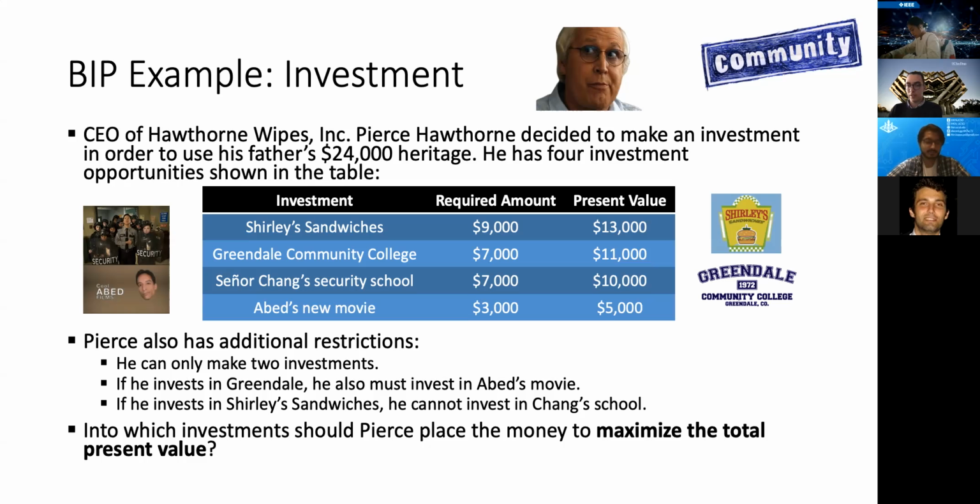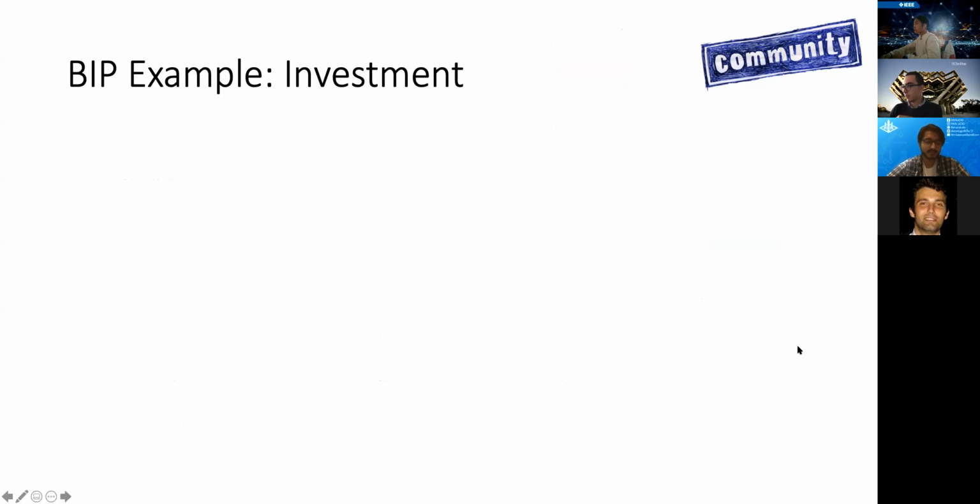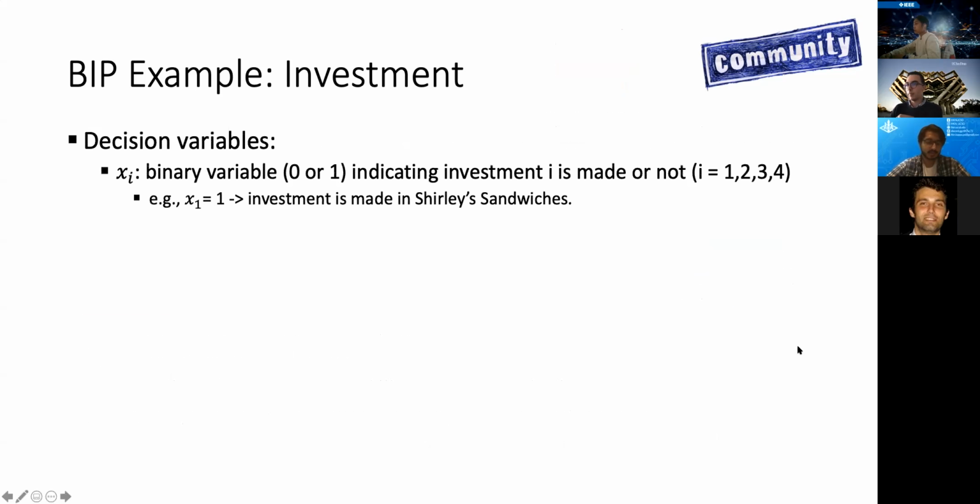This time I will not ask what the decision variables are. So let's see. Decision variables. I call this xi, which is a binary variable, 0 or 1, indicating whether investment i is made or not. For instance, if x1 is 1, it means that the investment is made in Shirley's Sandwiches. If it's 0, then do not invest. So we have 4 decision variables, which are all binary.